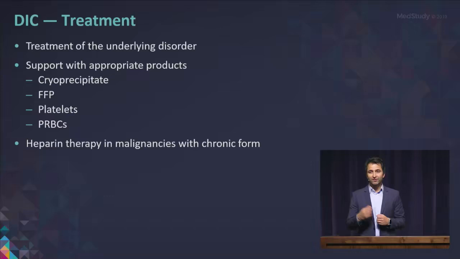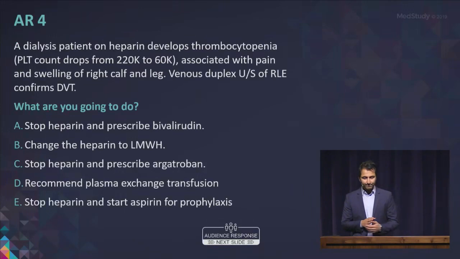So cryoprecipitate is useful when your fibrinogen is low. You replace that with cryo. FFP is useful to correct your prolonged PT and PTT times, and then platelet and red cell transfusions are pretty self-explanatory. So that brings us to our next AR question.